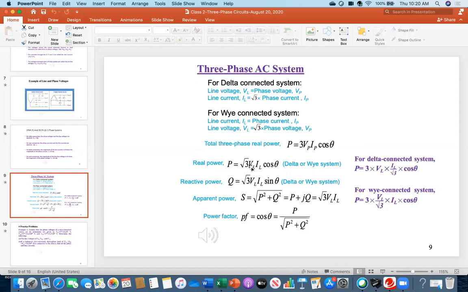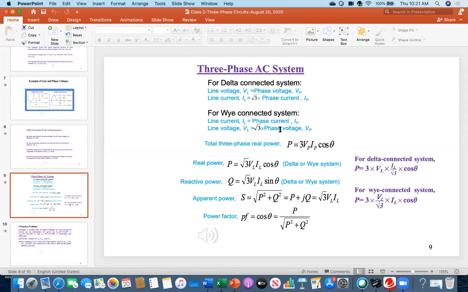Now, how does that magic number root 3 come? Here it was 3, here it is root 3. See the calculation on the right side. This is our basic equation: 3 Vp Ip cos theta. For the delta connected system, you see this 3 is this 3, but look at the top conclusion: for a delta connected system, line voltage VL equals phase voltage Vp. So I am substituting Vp by VL.